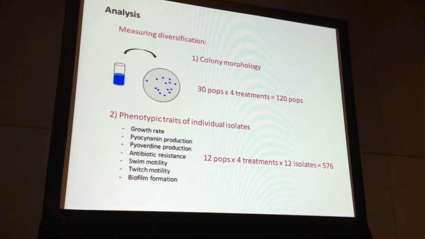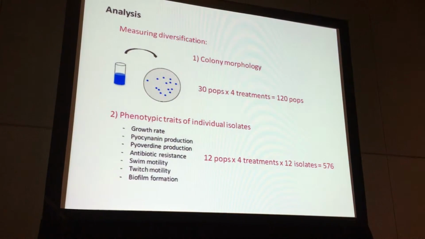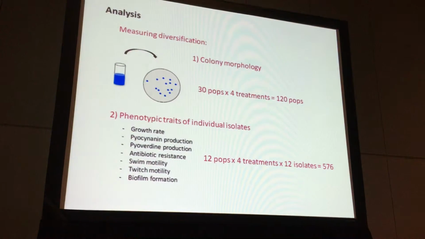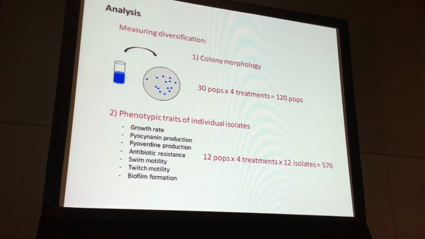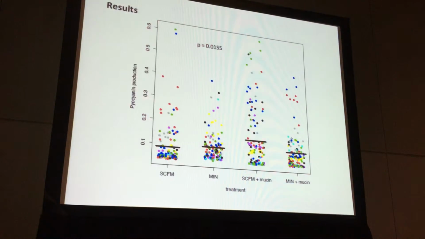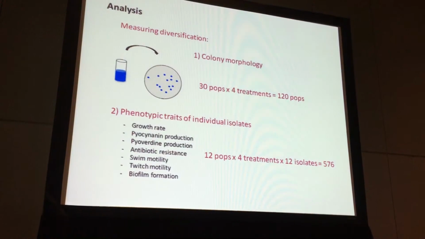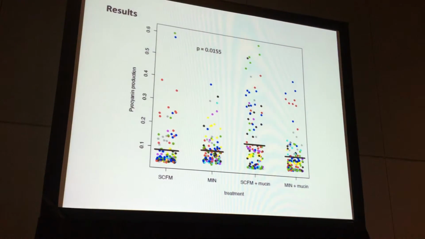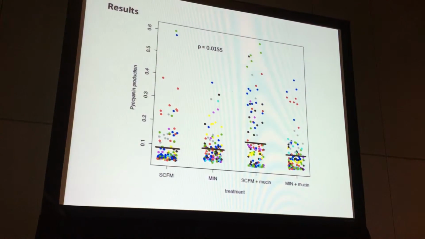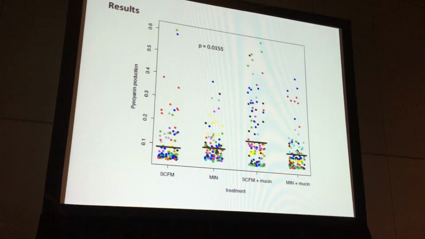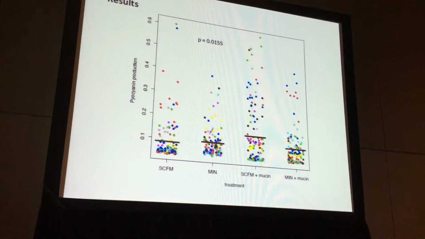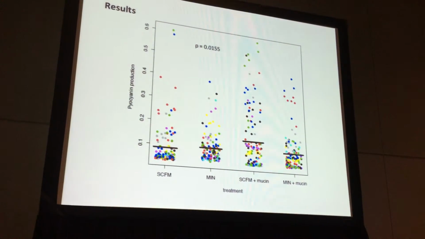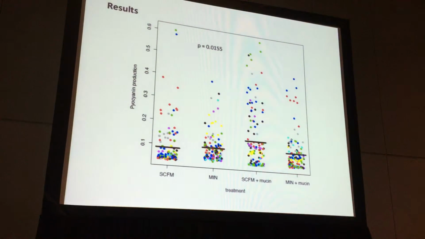I measured growth rate, pyocyanin and pyoverdine production, which are toxins that this bacteria makes, antibiotic resistance to ciprofloxacin, 2 types of motility, swarming motility and twitch motility, and biofilm formation. I'm only going to talk about 3 of these because of time. So this is what I found. Each point here is an isolate, and this is pyocyanin production for each treatment, and each color is a population within the treatment. There are 12 dots of each color in each treatment, and 12 populations.